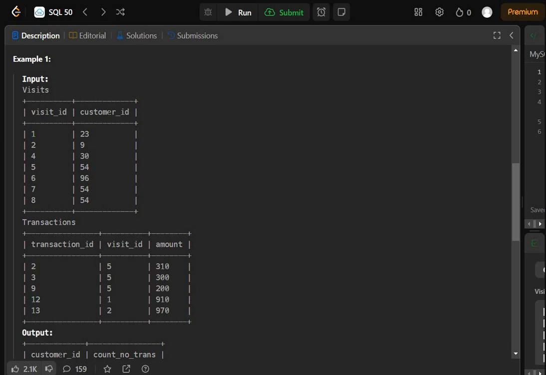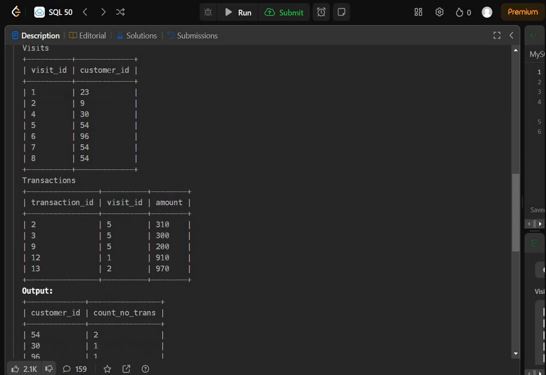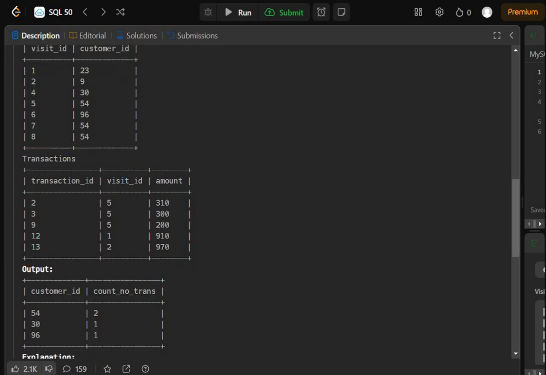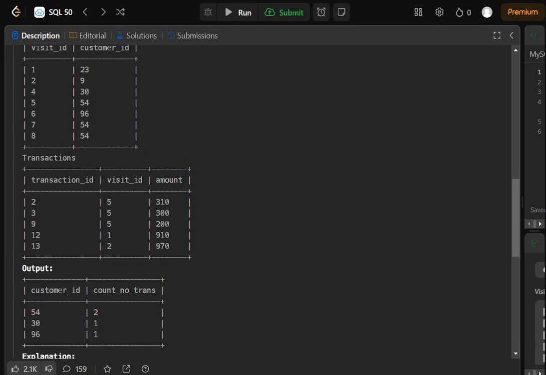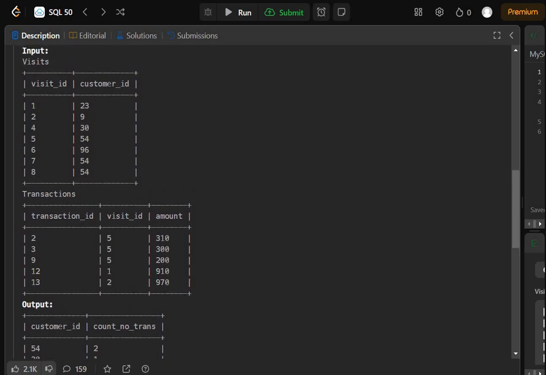We have our visits table and transactions table. If you look very carefully, we have visit IDs 1, 2, 4, 5, 6, 7, 8 and our customer IDs. We have a transactions table, which has transaction ID, visit ID and amount. Now we have our output over here, but before understanding the output, understand the table. As I say in every video, all your answers lie in the question itself. You just have to use the syntax.